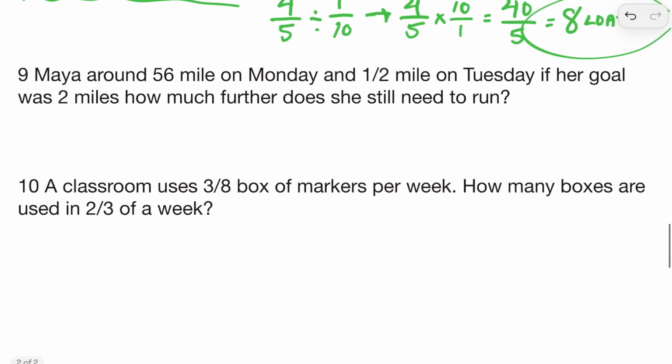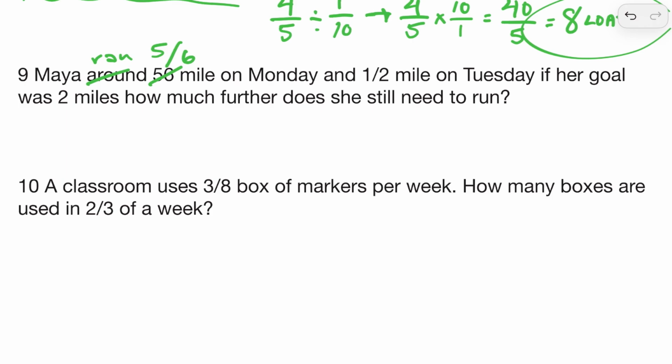Number 9 says Maya around 56 mile on Monday. Ooh, I think this is supposed to say ran. Oh no, my apologies. This is supposed to say Maya ran 5/6 mile on Monday and a half a mile on Tuesday. If her goal was 2 miles, how much further does she still need to run? So a little bit of a multi-stepper here.